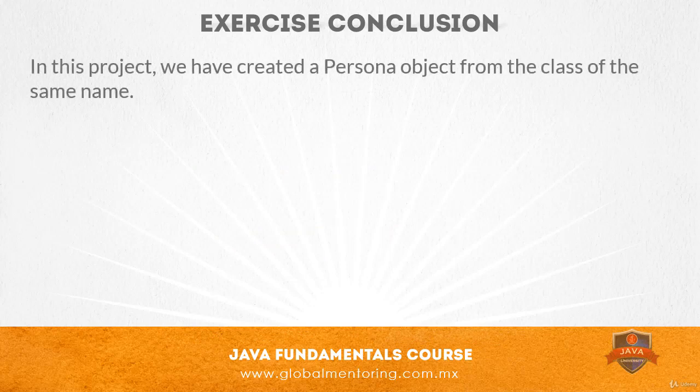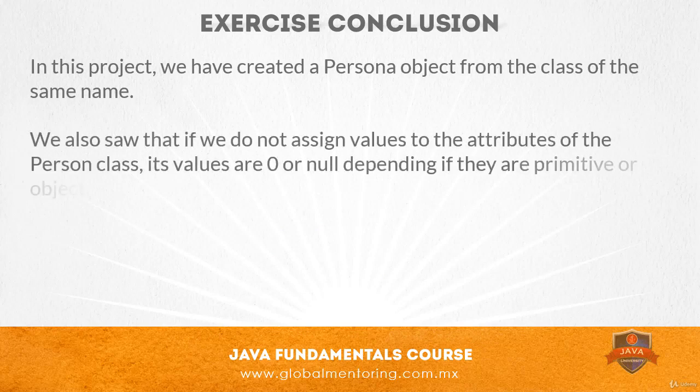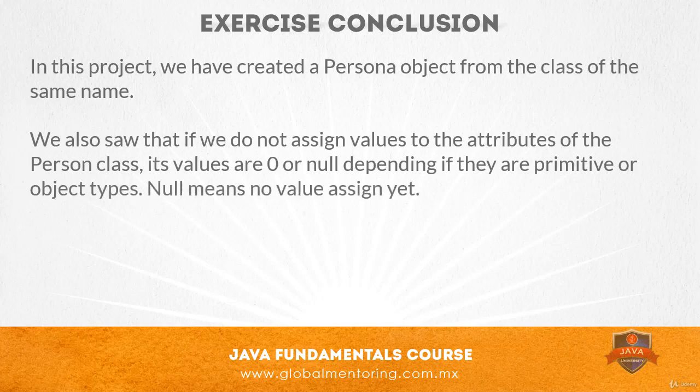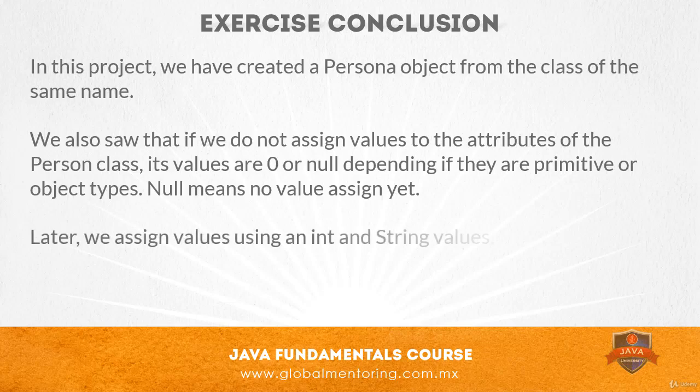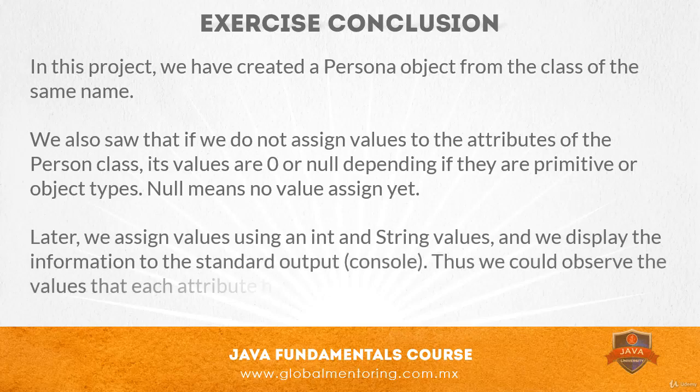Exercise conclusion. In this project, we have created a Person object from the class of the same name. We also saw that if we don't assign values to the attributes of the Person class, its values are 0 or null, depending on whether they are primitive types or object types. Null means no value assigned yet. Later, we assign values using an int and a String value, and we display the information to the standard output, to the console. Thus, we could observe the values that each attribute has in this object.